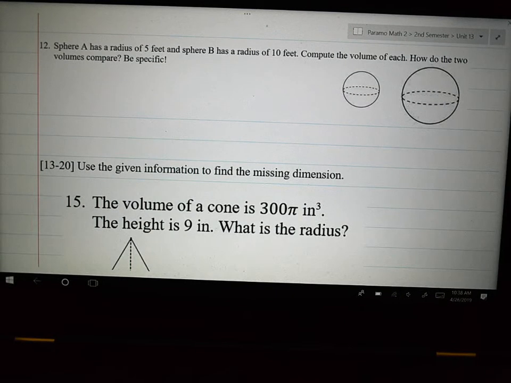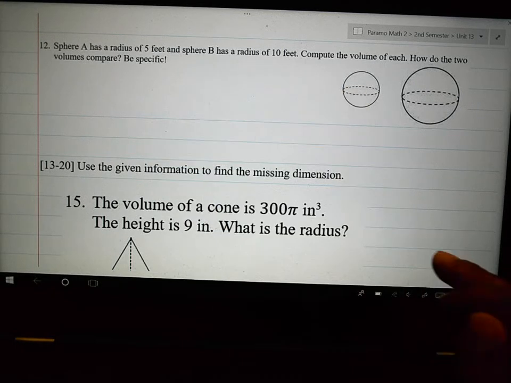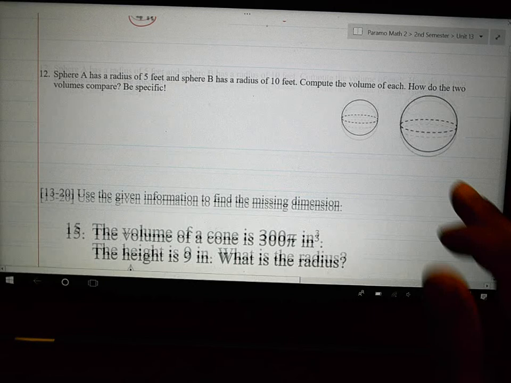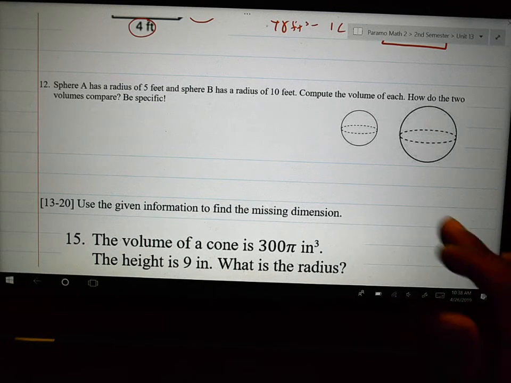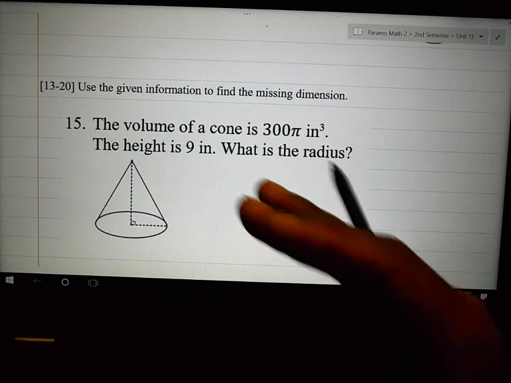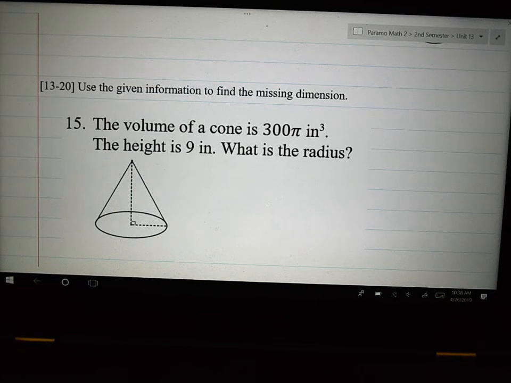Number 12. I chose the last two problems from the back side of the worksheet because the back side is going to do a couple things. It's going to ask you a couple of word problems, and then it's going to ask you to find missing information. One of which, there's a typo or something.